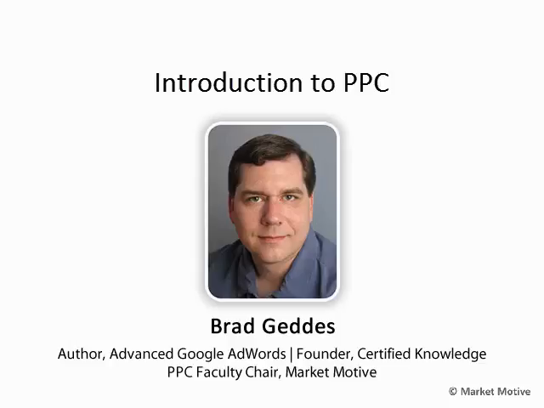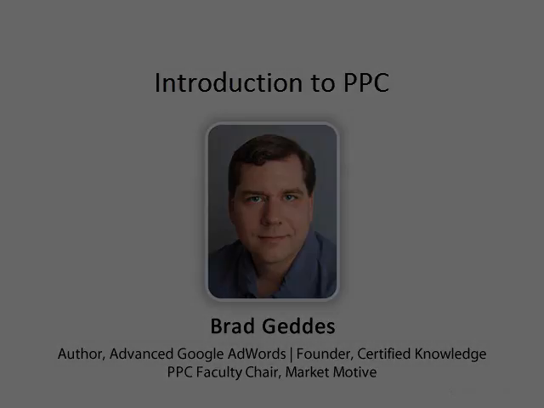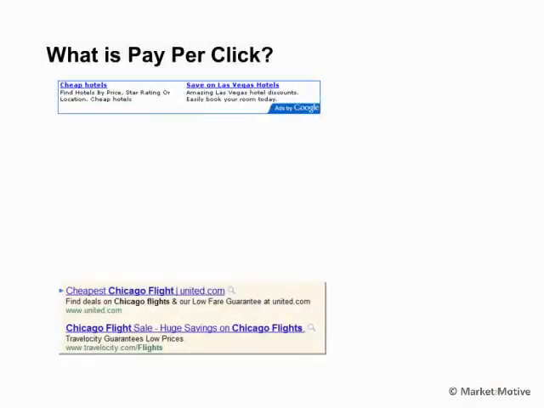Market Motive. In this lesson, we're going to give a brief overview of paid search advertising. Now, paid search advertising is also called pay-per-click advertising, or abbreviated as PPC advertising. Sometimes you'll also hear it called CPC, or cost per click advertising as well.